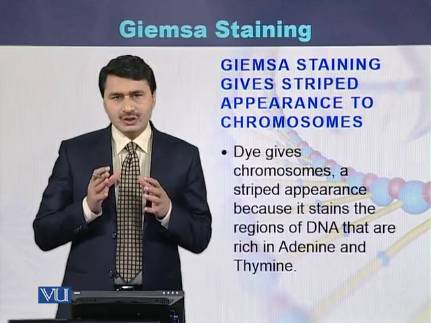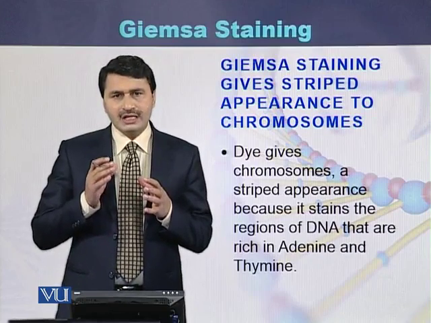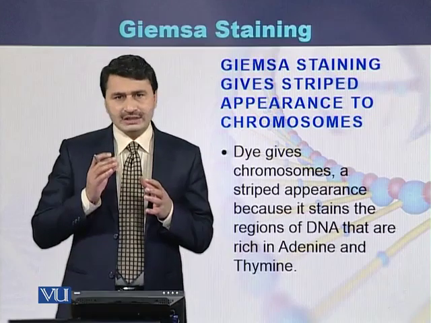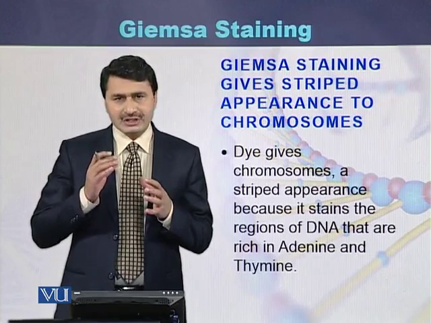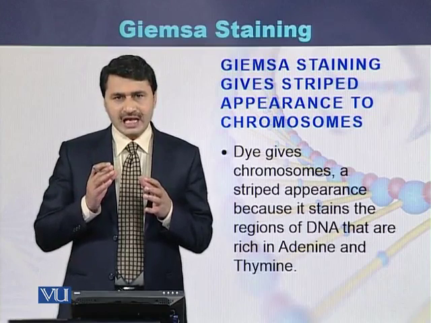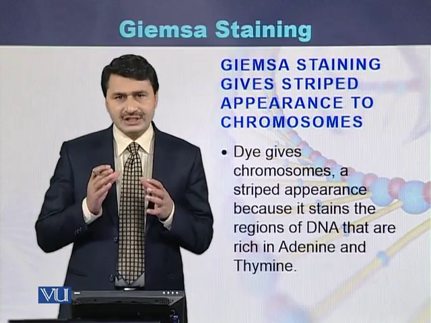GEMSA staining usually gives a striped appearance to the chromosomes, in which we can see dark bands and light bands. They are repeated. Some of the bands appear dark, and some of the bands appear light in color.